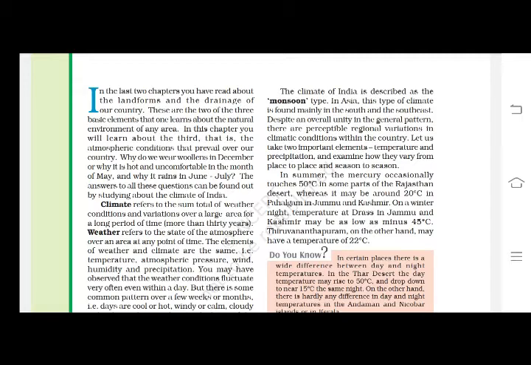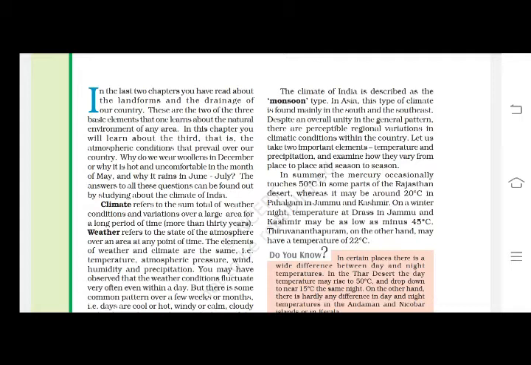Now, if you are saying that climate is the sum total of weather conditions and variations, you have to know what weather is. Weather refers to the state of the atmosphere over an area at any point of time. Means at any point of time, over an area, the state of atmosphere. We know that there are three seasons, that is rainy, winter and summer.